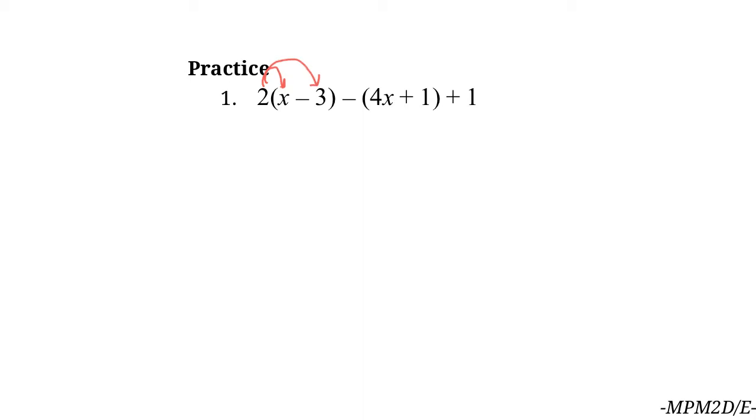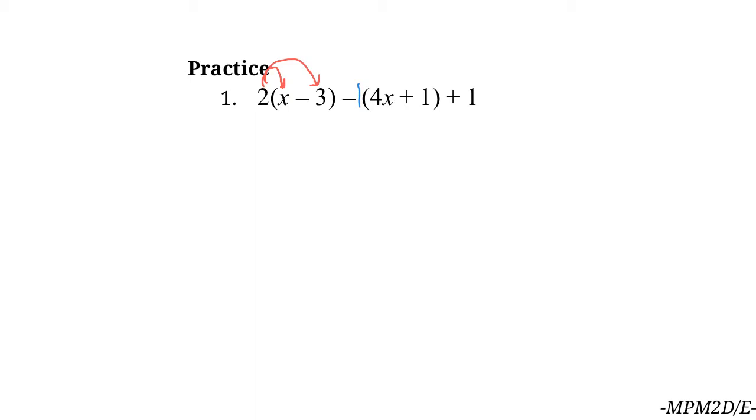Now, with the second bracket, the 4x plus 1, there is a minus sign in front of it. Now, there is no monomial or no actual value shown in front of the 4x plus 1. But in mathematics, we know that if we don't explicitly see a number, we can still put in a value of 1.